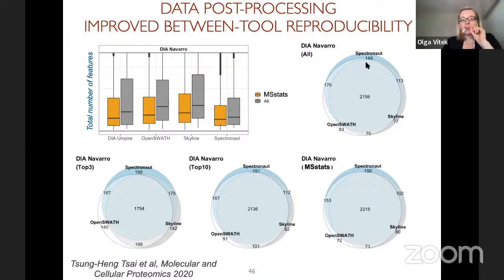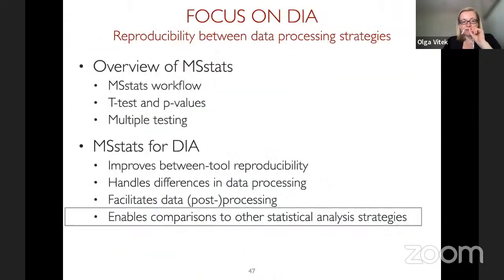And now this is the agreement between the tools. If we use all the features, this is what happens. If we use the top 3 features, there is less agreement. This is what happens if we use the top 10 features, more or less the same, but the agreement is higher if we use this type of intelligent, data-driven filtering. So again, this type of data cleanup makes us less dependent on the choice of the data processing tool.